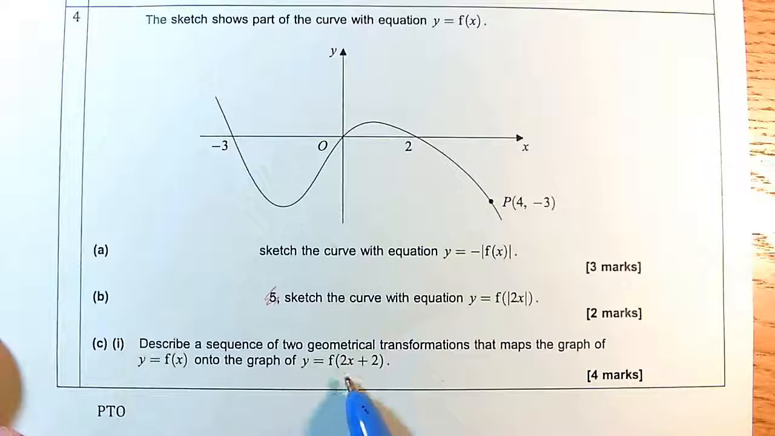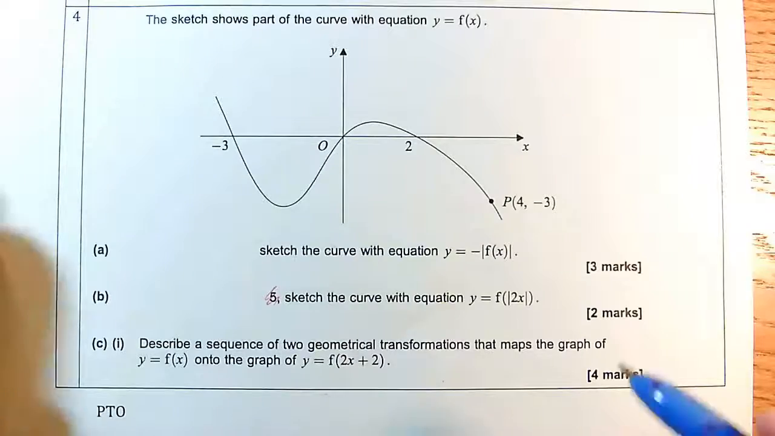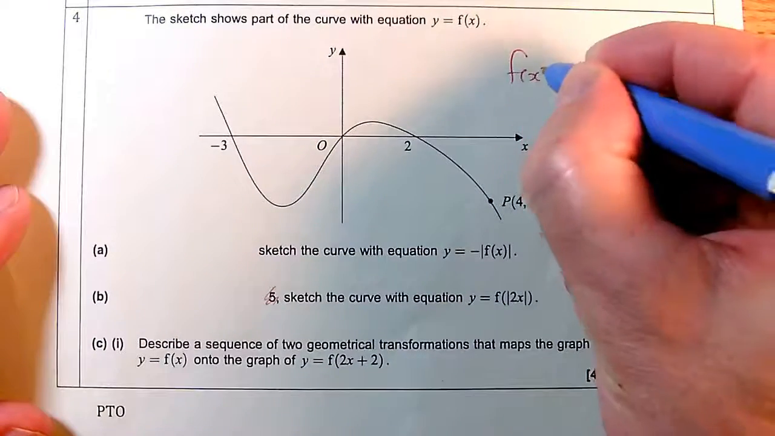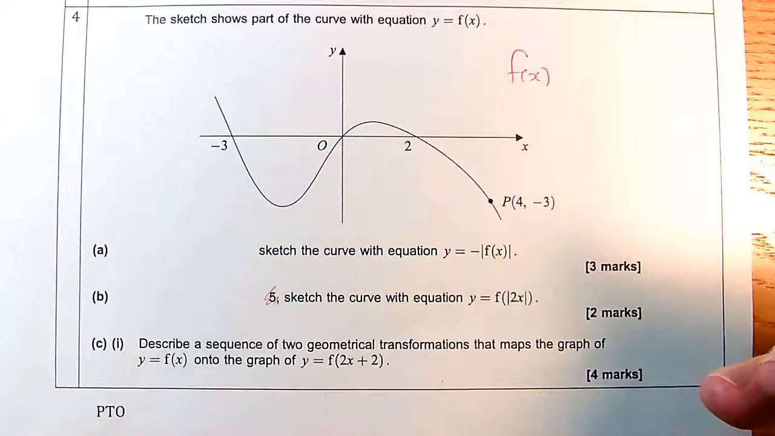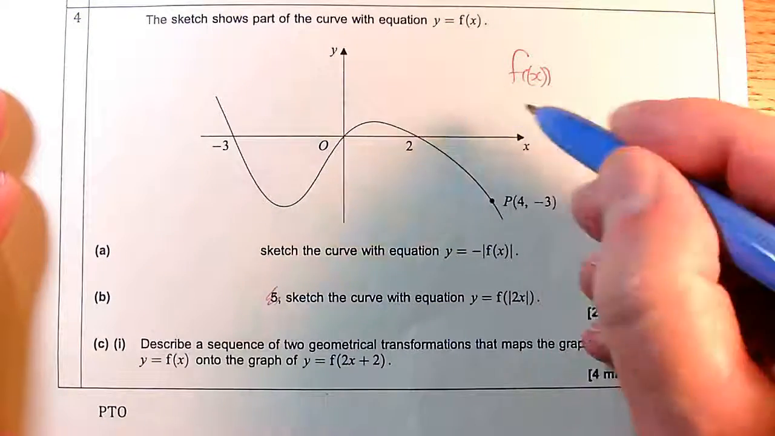When there's an f, it makes it absolutely clear. You should be able to see that both this times 2 and this plus 2 are inside the f. Okay, so starting with f of x, where am I going to put the brackets to turn that into f of 2x? Well, it can only be around the x. Can't put brackets around the whole lot and put a 2 outside.